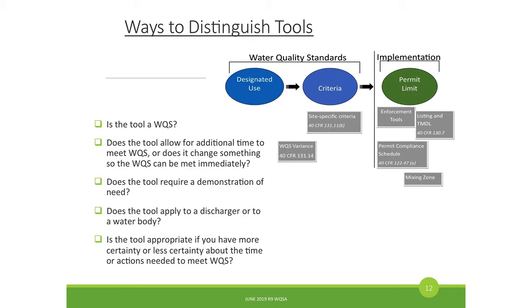So different ways to distinguish the tools. You could just think about, is the tool a water quality standard or not? Does the tool allow for additional time to meet water quality standards, or does it change something so the water quality standards can be met immediately? Another consideration would be, does the tool apply to a discharge or a water body? And would it be appropriate in situations if you have more or less certainty about the time that's needed to comply with the water quality standards, or to meet the water quality standards?